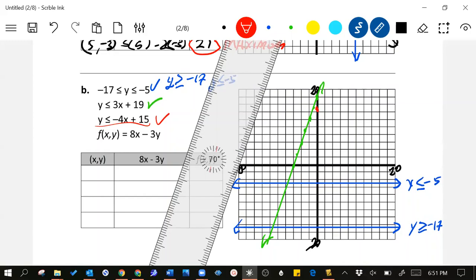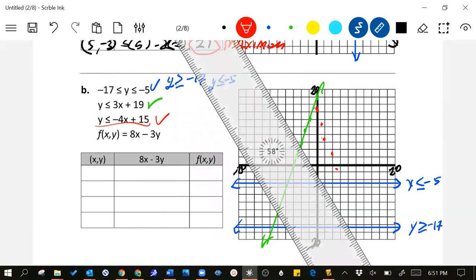Down 4 and over 1. It's going down 4 and over 1. 1, 2, 3, 4, and over 1, because it was halfway there originally. 1, 2, 3, 4, and over 1. About there. Okay, well, now let's see.